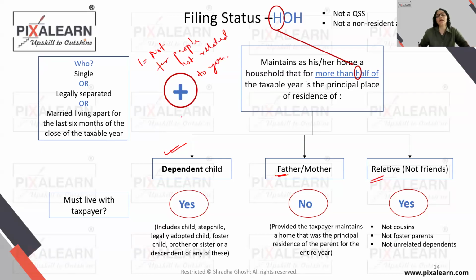That's the first thing. And the second thing is the parents need not stay with you. For all the others, the person has to stay with you for more than half of the taxable year. The only exception is the parent. Right? So what we've done first, we've talked about the nationality, the taxability, then we spoke about the residential status. We're done with it, right?